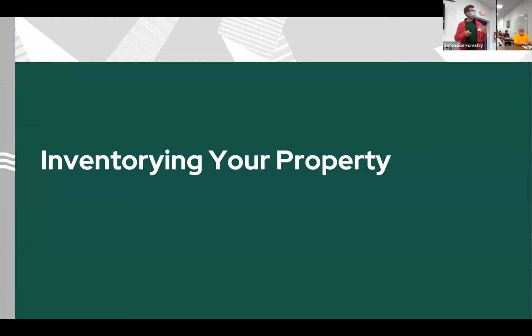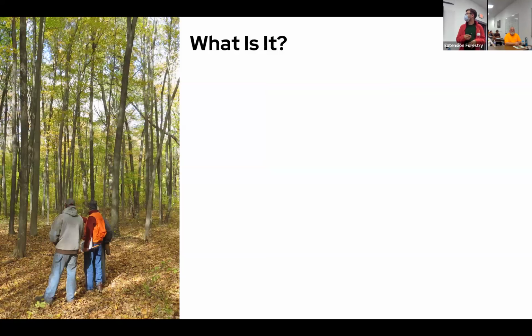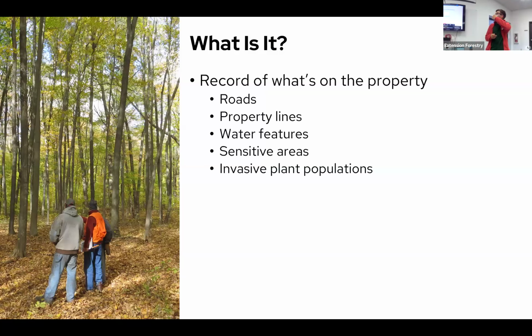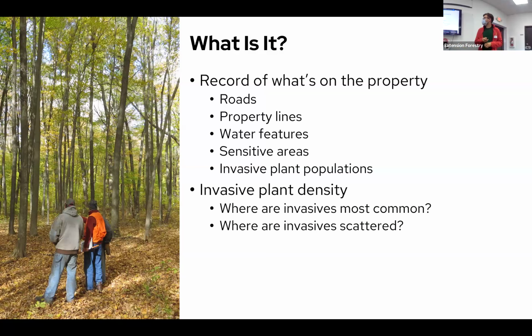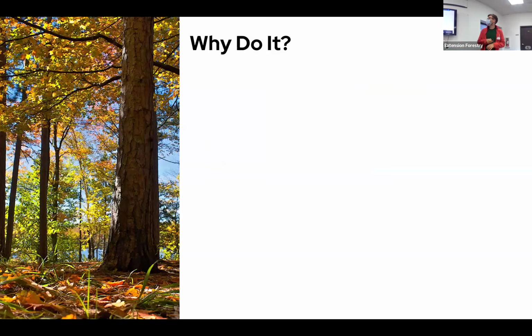Moving on to the next topic here, which would be inventorying your property. A property inventory is just going to be a record of what's on the property. So we're going to include roads, property lines, water features here, and for our purposes today, invasive plant populations. What we're trying to get at here is to understand invasive plant density. So where are the invasives most common and where are the invasives going to be scattered on the property?